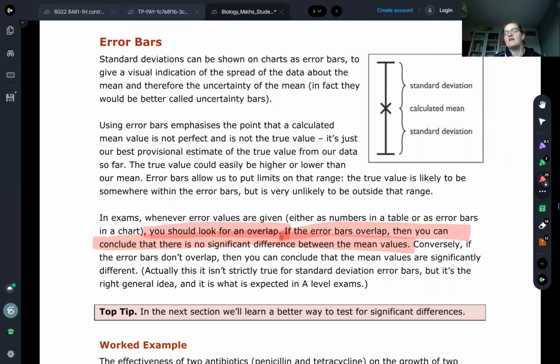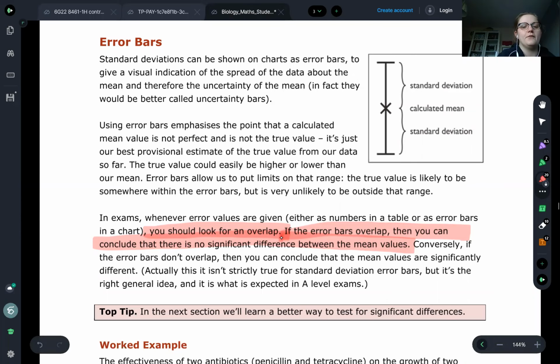Conversely, if your error bars don't overlap, you can conclude that the mean values are significantly different. We're going to look at a better way to test significant differences, but if that's what you're given and you're not asked to do anything else, that is something you can say.